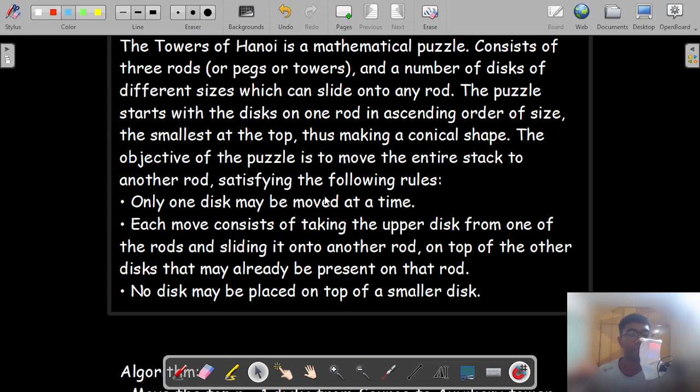Only one disk may be moved at a time. Each move consists of taking the upper disk from one of the rods and sliding it onto another rod, on top of another disk that may already be present on that rod. No disk may be placed on top of a smaller disk. Okay, so there are three conditions.